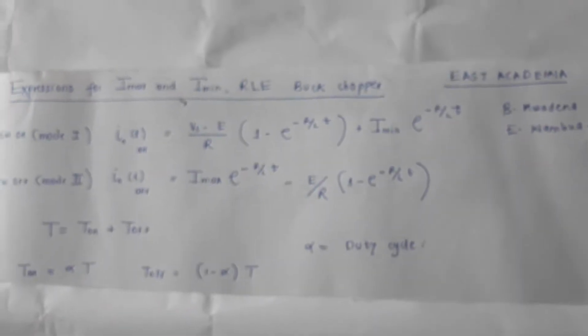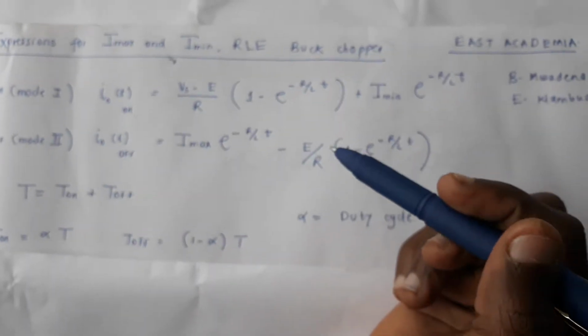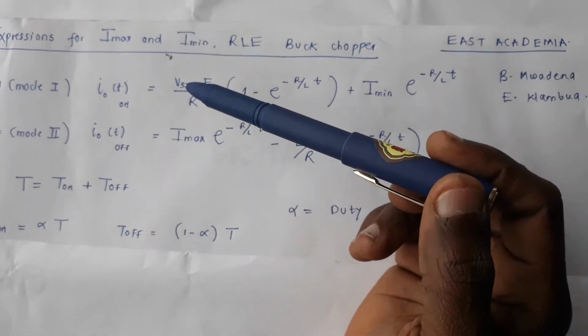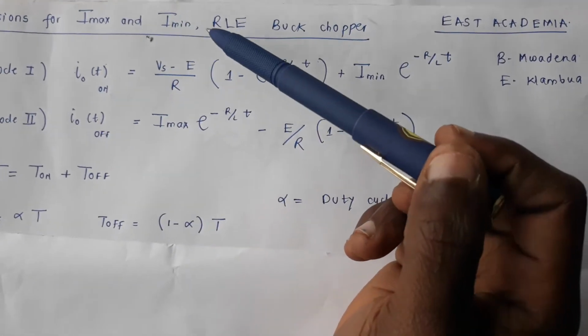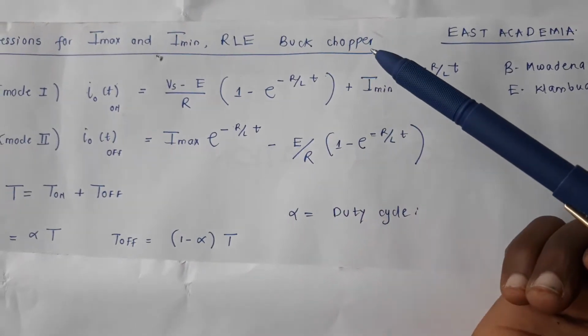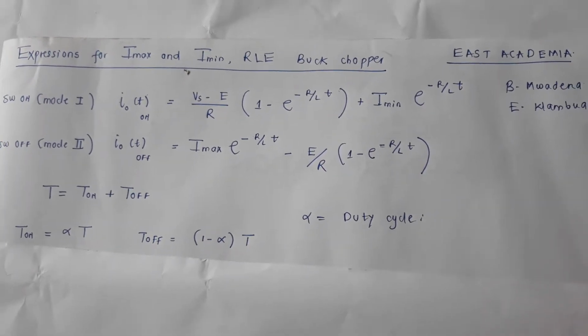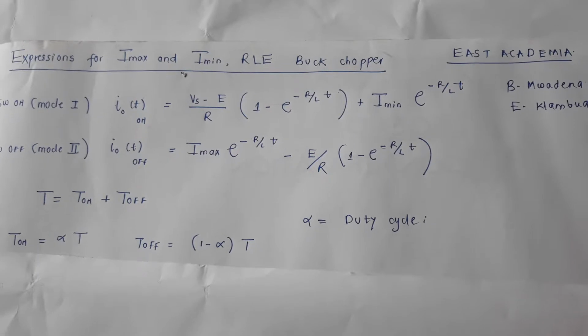Welcome to East Academia. So today we are going to talk about how to come up with the expression for the maximum output current and the minimum current for an RLE buck chopper. My name is Brian Madena and my colleague's name is Emmanuel Wambua.